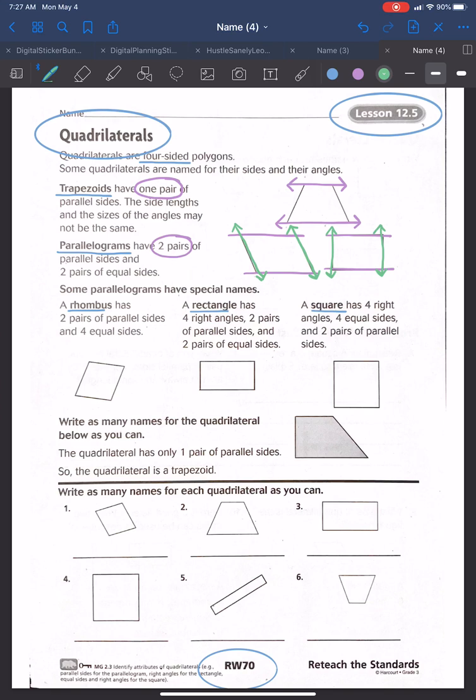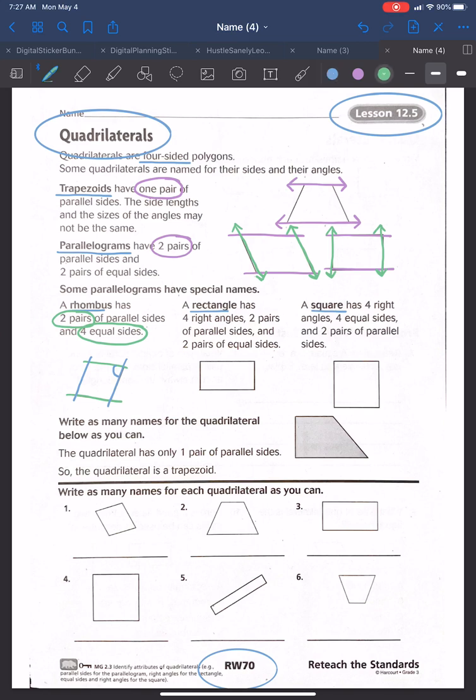Now, some parallelograms have special names. First, we have a rhombus. It has two pairs of parallel sides and four equal sides. Now, don't let that confuse you with a square. Notice that it does not have four right angles. It only has two pairs of parallel sides, and all of those sides are the same length. But none of these angles are right angles.